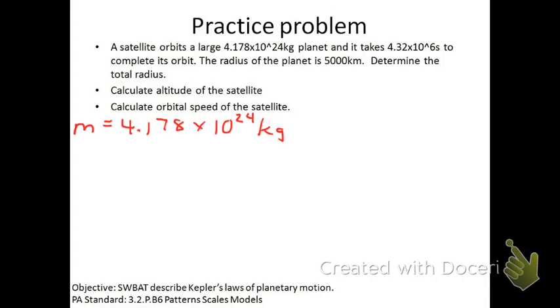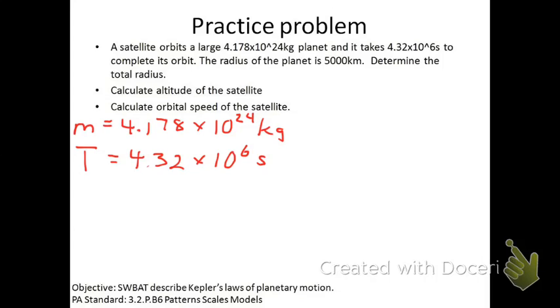And let's see, what's our next quantity here? 4.32 times 10 to the 6 seconds, to complete its orbit. So that's going to be our orbital period, which is represented by capital T. And I can write that down, 4.32 times 10 to the 6 seconds.